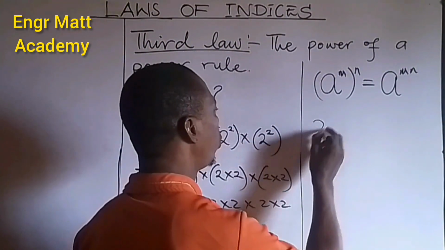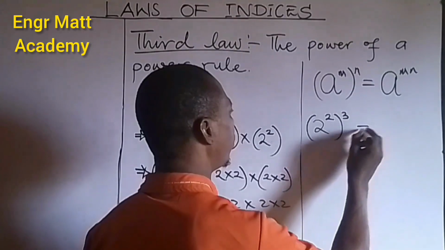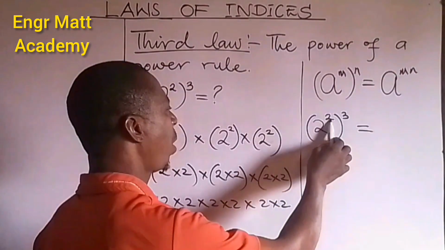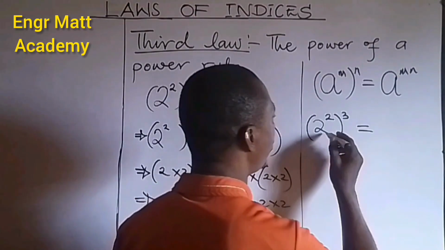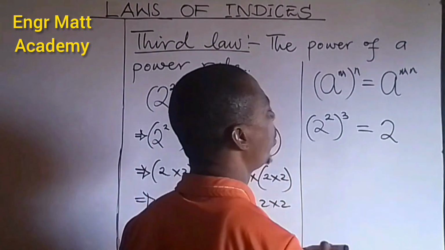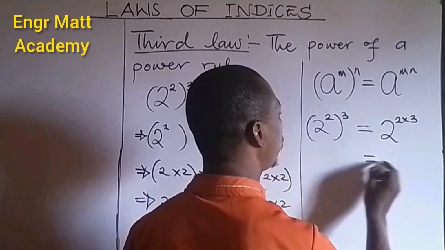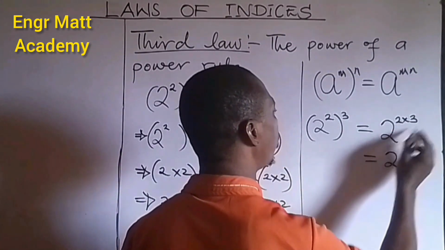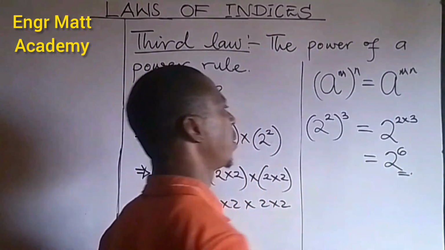So we have 2 raised to power 2 raised to power 3. Since this is a power raised to another power, we apply this rule by saying the base number here is 2. Then we multiply the powers, 2 times 3, and that will give us 2 raised to the power of 6, because 2 times 3 is 6.